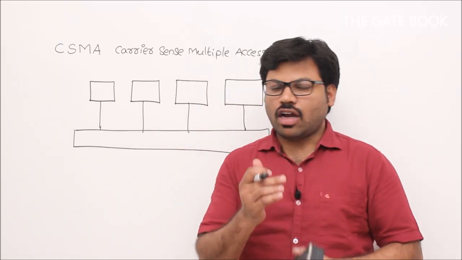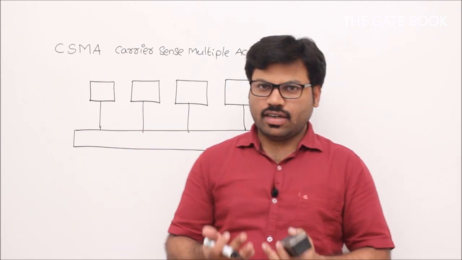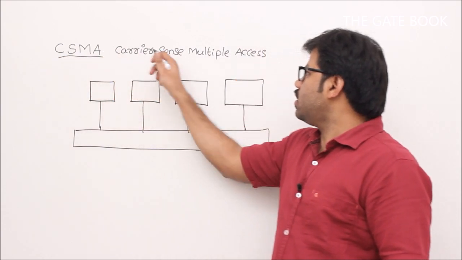So far we have seen slotted Aloha and pure Aloha, right? The problem with these two protocols was that they were not sensing the channel before sending the data. Because of that, there will be a lot of collisions. We have a better model, that is CSMA, carrier sense multiple access.